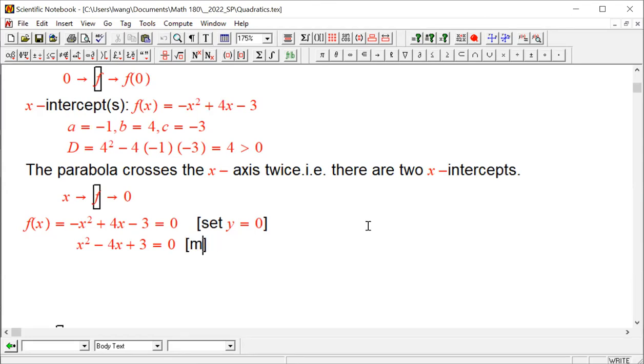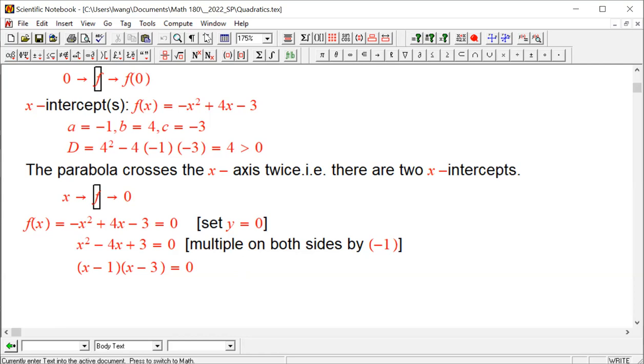Multiply on both sides by -1. Okay, and then we can factor. So factoring would be just so convenient. And you can still use the other things, quadratic formula or completing the square. Okay, so by this time, we already find the x.